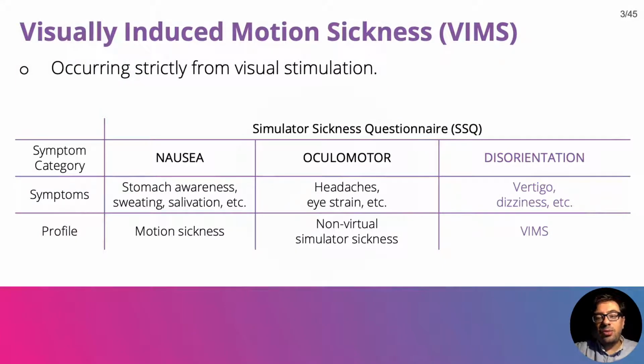VIMS, or visually induced motion sickness, is sometimes referred to as VR sickness or cybersickness and occurs strictly from visual stimulation. The Simulator Sickness Questionnaire (SSQ) is used to assess and differentiate VIMS, whose main symptom category is disorientation, from motion sickness and non-virtual simulator sickness. VIMS is polysymptomatic, meaning that there are multiple symptoms, and polygenic, meaning that those symptoms manifest differently across individuals. Furthermore, certain subpopulations are more susceptible.